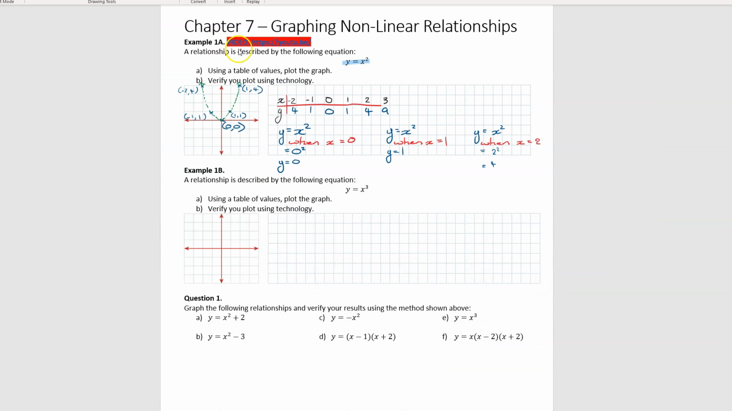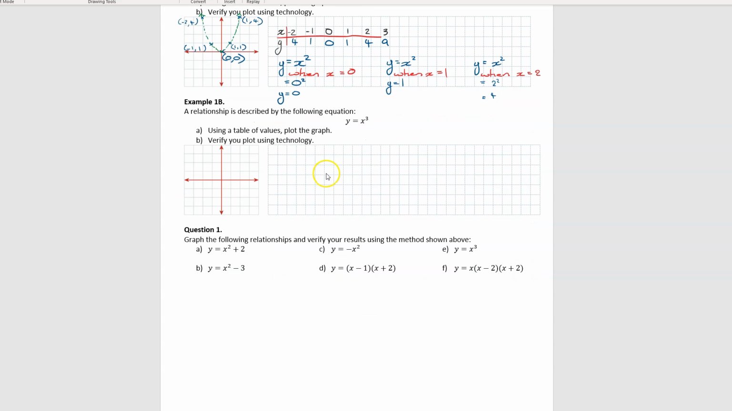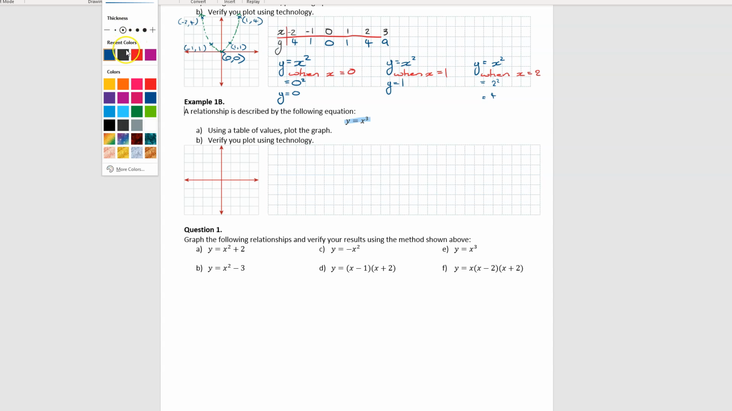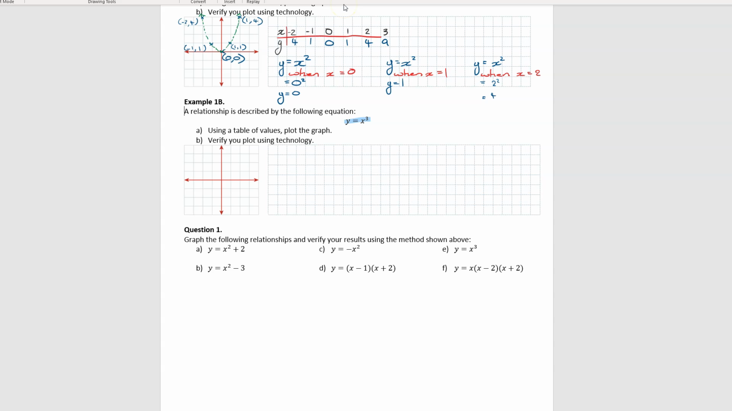Alright, so example 1a, that's now out of the way. Let's have a look at example 1b. Same sort of question. A relationship is described by the following equation, y equals x to the power of 3. Now, using a table of values, plot the graph, and then verify the plot using technology. So once again, we got to draw a table.